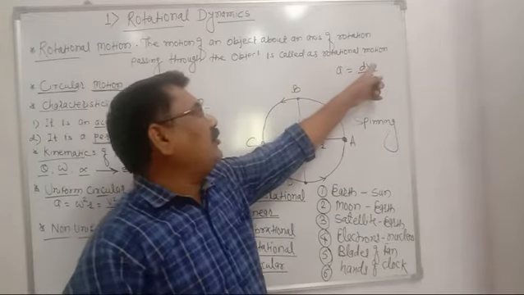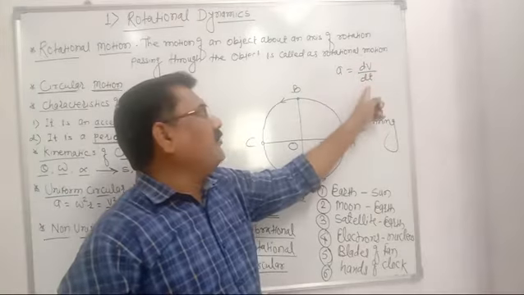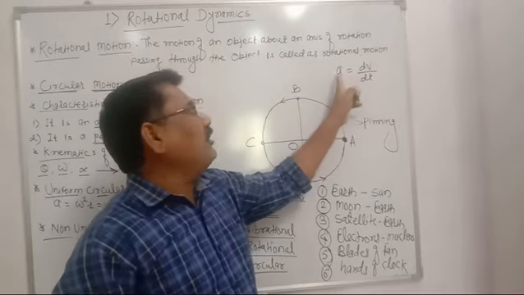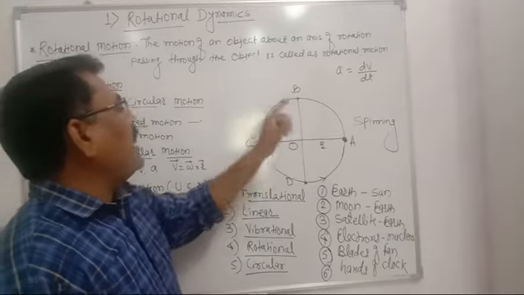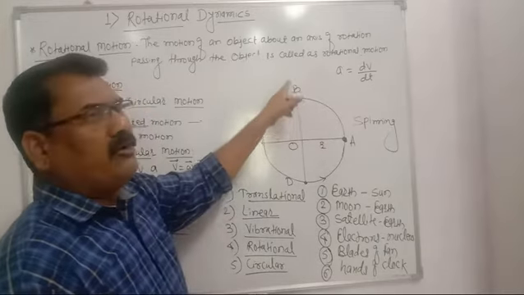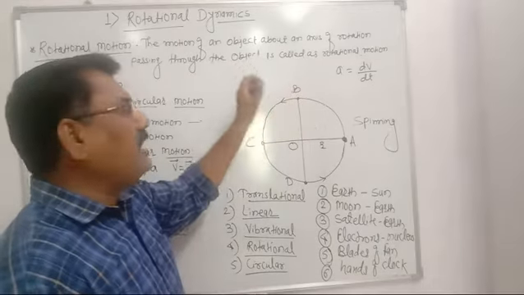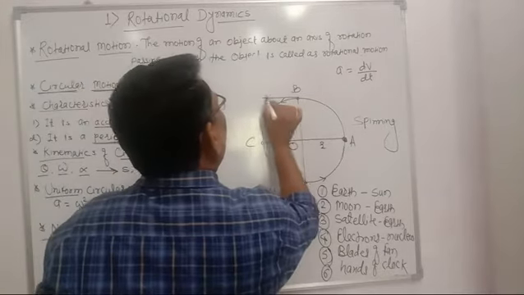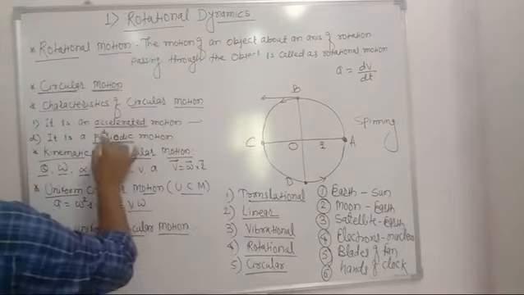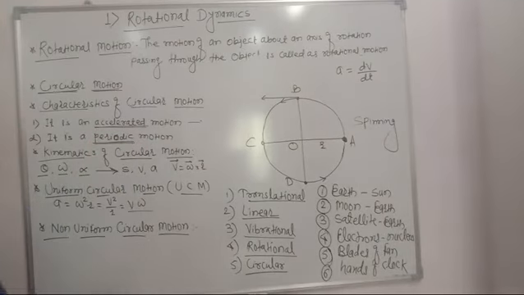The rate of change of velocity with respect to time is called acceleration. And in circular motion, as the position of the body or particle changes, its velocity changes. Therefore, it is the accelerated motion.